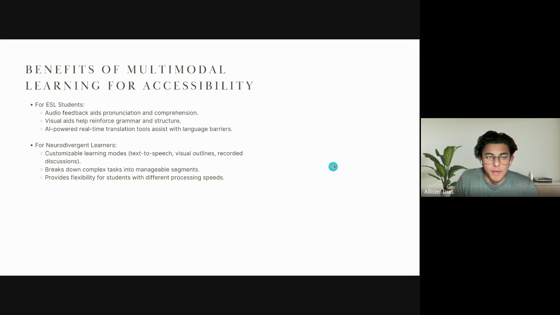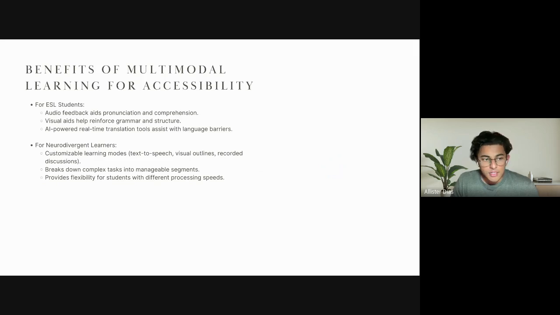So what exactly are the benefits of multimodal learning for accessibility, as we talked about previously? Well, for ESL students, audio feedback aids with things like comprehension and pronunciation. Visual aids can help reinforce grammar and structure, and AI-powered tools can help assist with language barriers, explain concepts clearly, and even in some AI models, illustrate that concept or map it out as well.